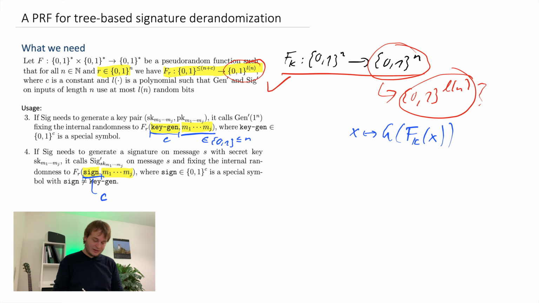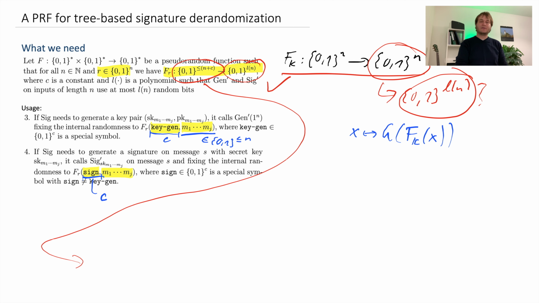The more interesting thing is this part. So how do we get the PRF to also work for like smaller inputs? Do you have an idea?